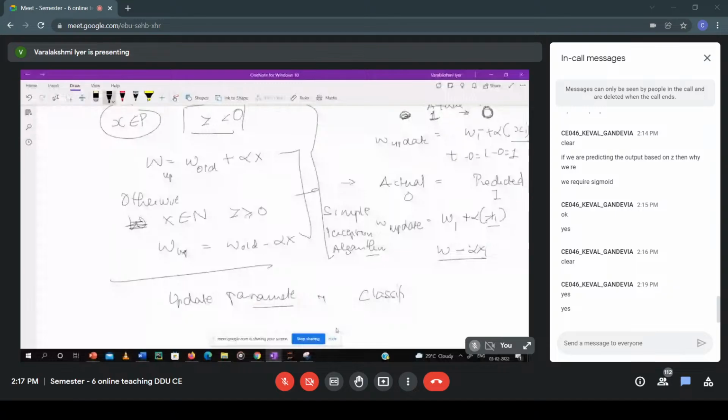Whenever there is no misclassification, there won't be any update to any of the parameter values. No update to any of the parameter values. That's why we can use some other activation function as well.